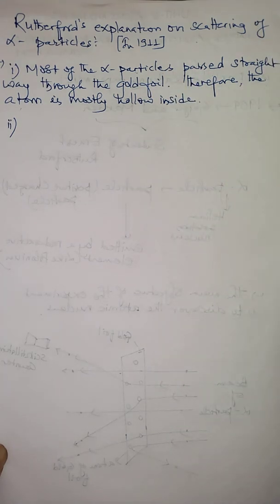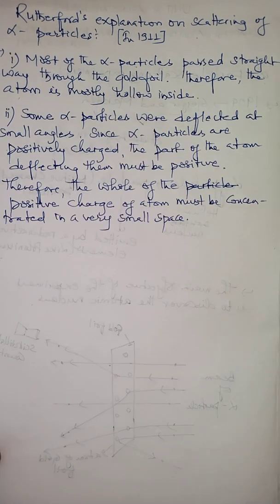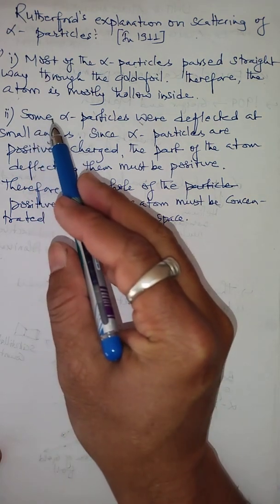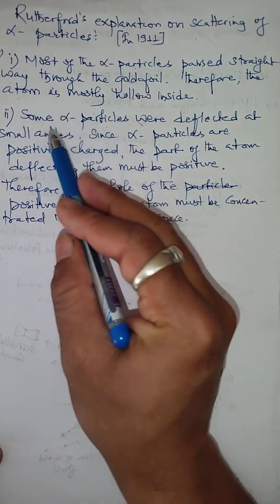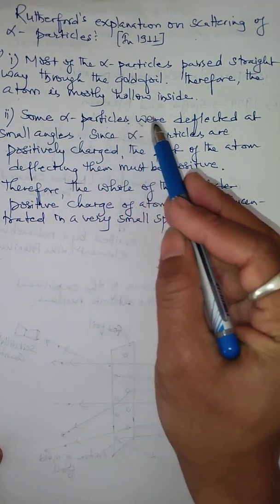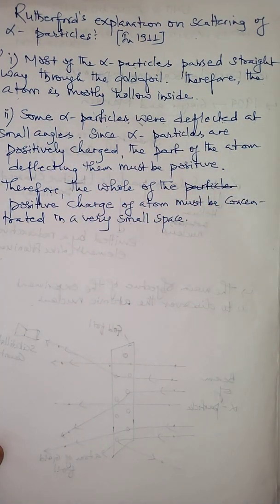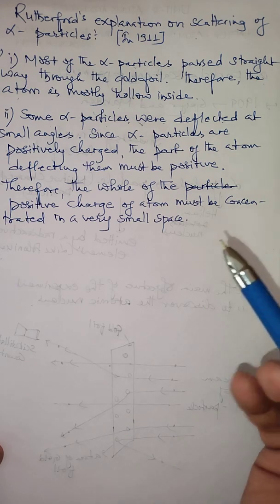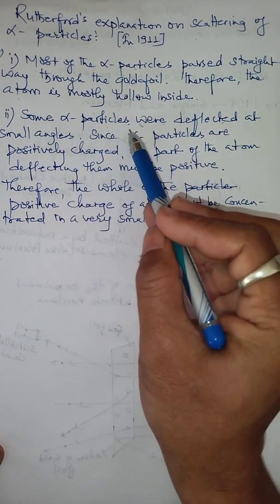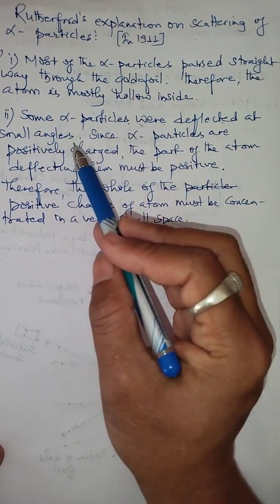So this is one of the first observations. Now the second observation and explanation which was made by Rutherford is that some of the alpha particles were deflected at a small angle. So what is the second explanation which was made by Ernest Rutherford? As I said, some alpha particles were deflected at a small angle.